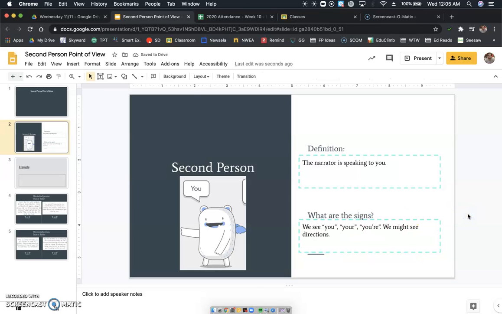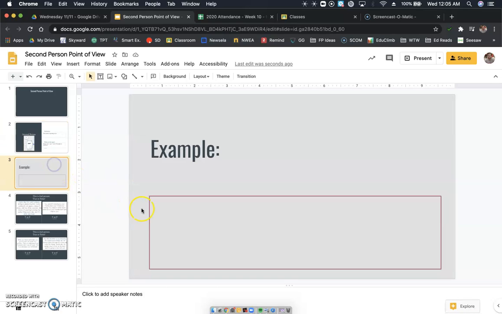We also might see directions. If you think of a recipe, if you've ever made one of those coffee cup brownies, you just throw it together in a coffee cup, put it in the microwave, and you have a nice brownie. The person who is writing those recipes, those directions for you, they're speaking to you. They're the narrator. That's second person.